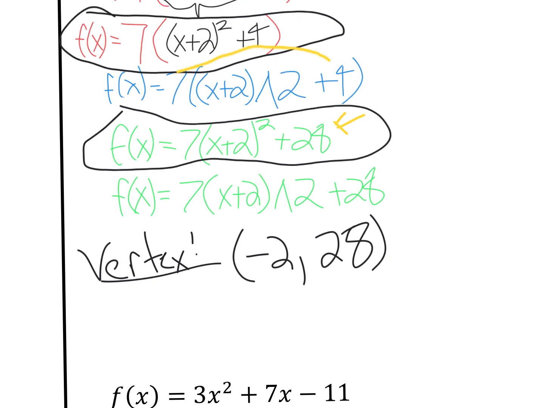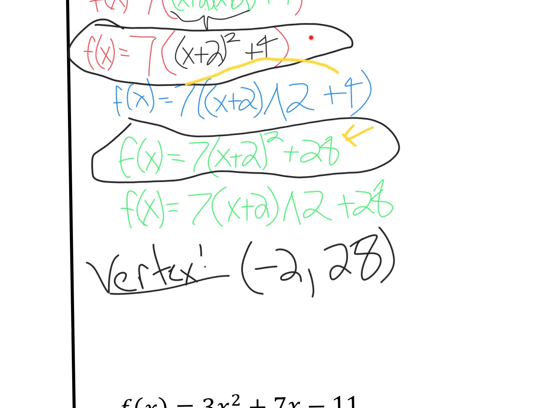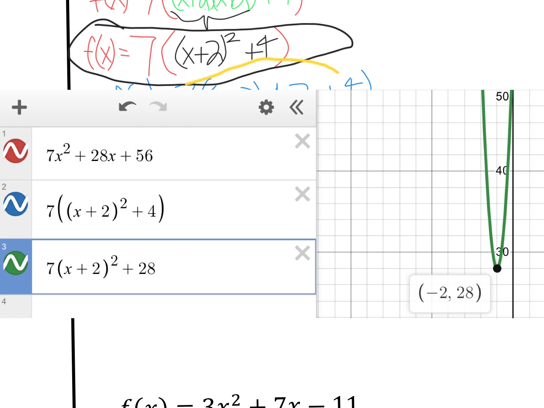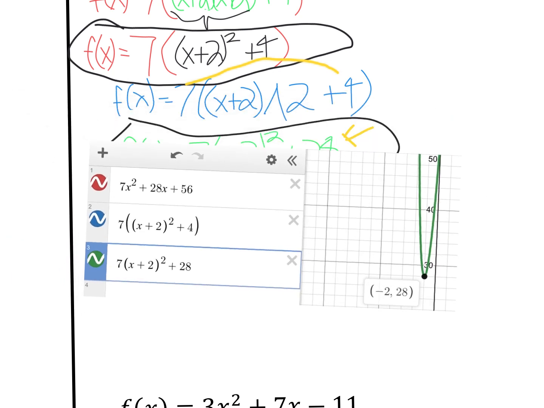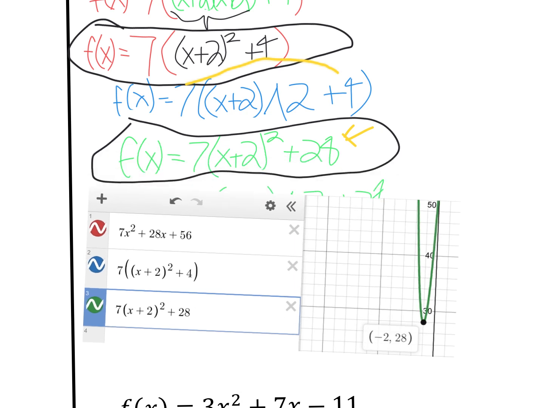However you want to type in your final answer for the equation is fine with me. Just know that it's easier to identify the vertex if you end up distributing the outside number to that outside term. And as always, check anything by graphing. So here it's the same graph, but I labeled the vertex. And so there it is.